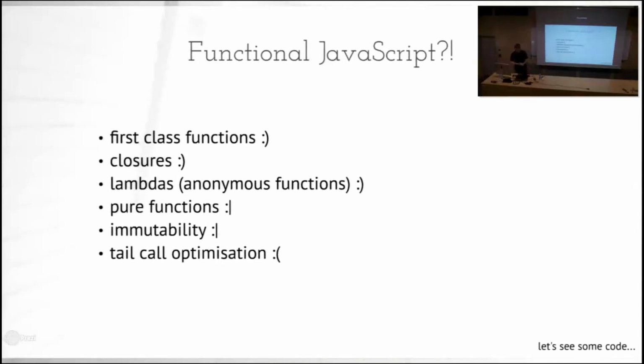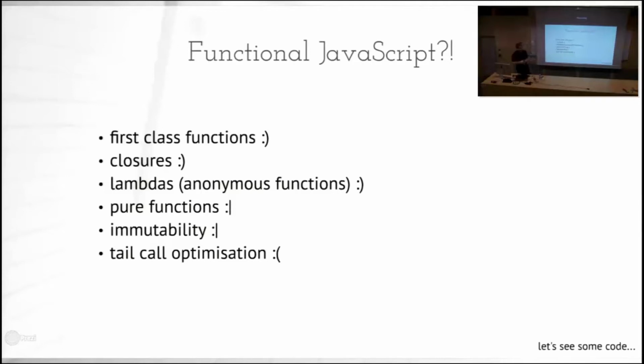So, JavaScript is a bit functional, because it has first-class functions. So you can have a function that is returning another function. You can pass the function as a parameter. You can store it in a variable. It's a first-class citizen in the language. Functions can also have closures, so they can remember the state of the environment and use it later on, even after they have returned. You can also use anonymous functions or lambdas.